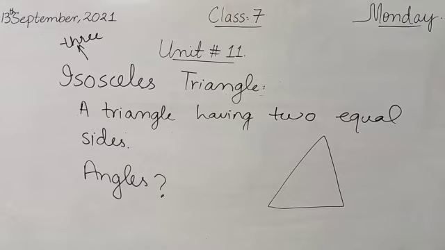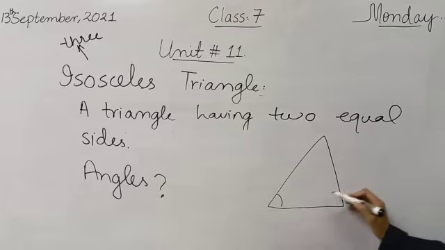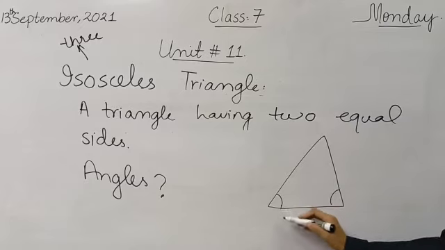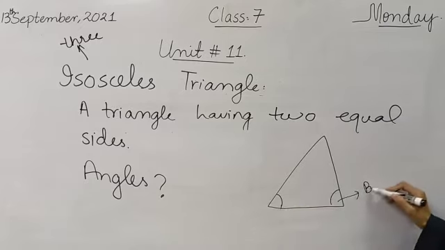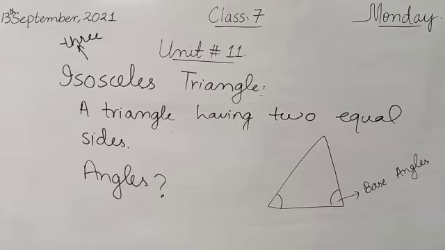Then what about angles? These two angles are called base angles of a triangle. They are base angles. Base angles of a triangle are equal in an isosceles triangle. Okay? In an isosceles triangle, base angles are equal. Is it clear? An isosceles triangle has two equal sides and two equal angles, and these two equal angles are base angles.